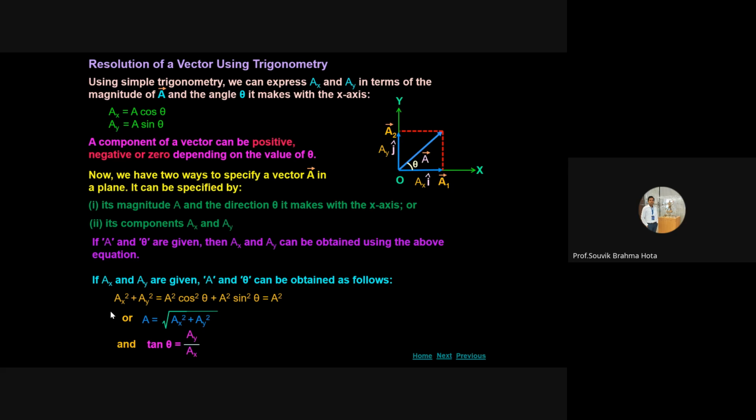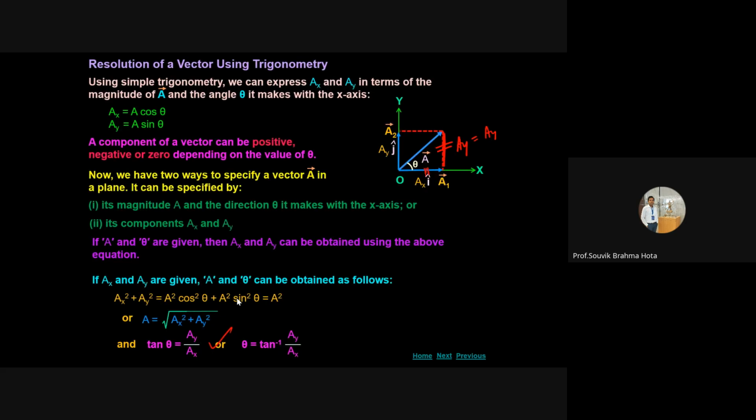And tan theta is what? Perpendicular, or you can say opposite, by base. The opposite side was ay, this part is ay, that means ay j. And this part is the base, that is ax. So that is why tan theta is written as ay by ax, or theta is equal to tan inverse of ay by ax.